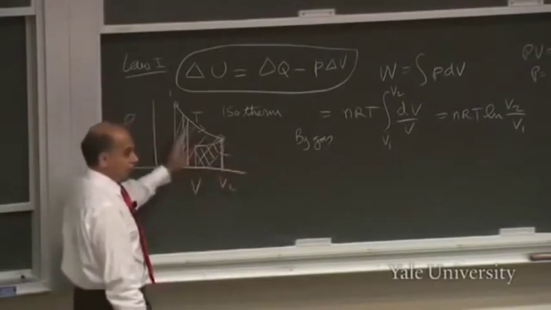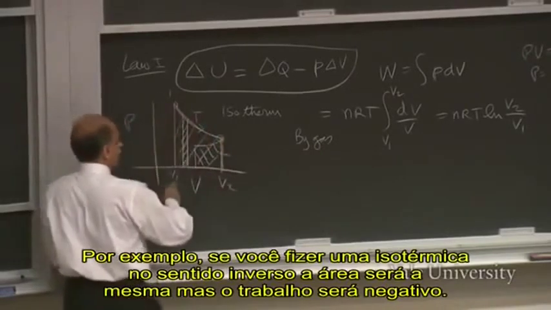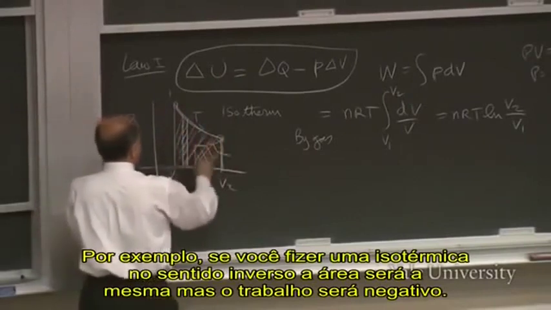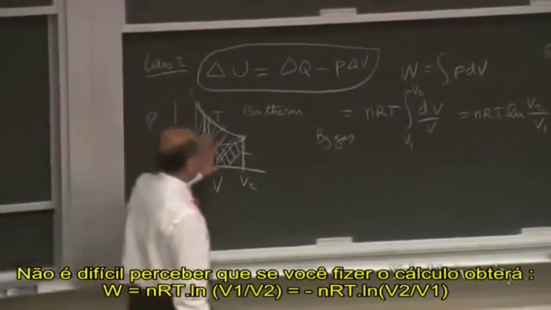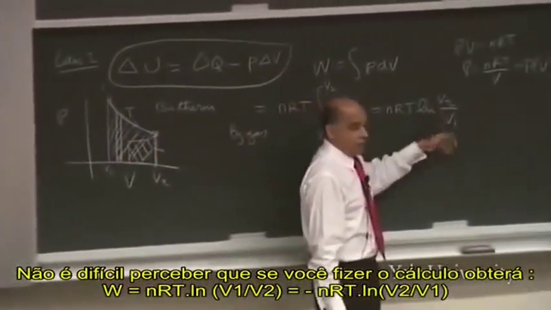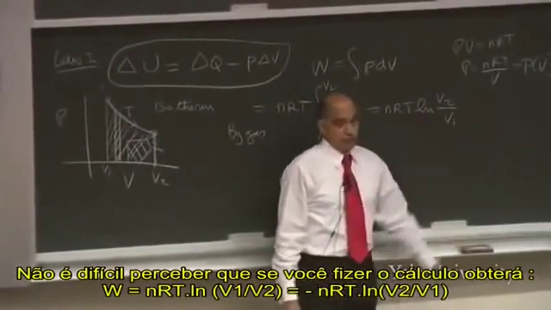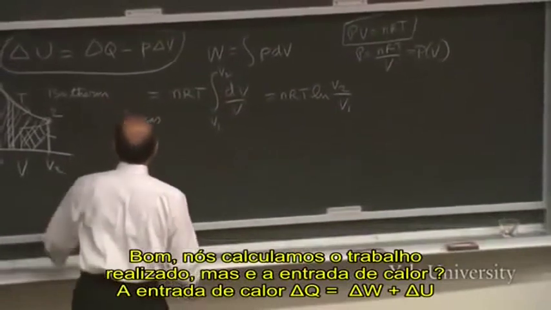If you would decrease the volume, for example, if you just went back from here, the area looks the same, but the work done is considered negative. You don't have to think very hard. If you do the calculation going backwards, you will get log of V1 over V2. That will automatically be the negative of log of V2 over V1. Very good. So this is now the work done by the gas.